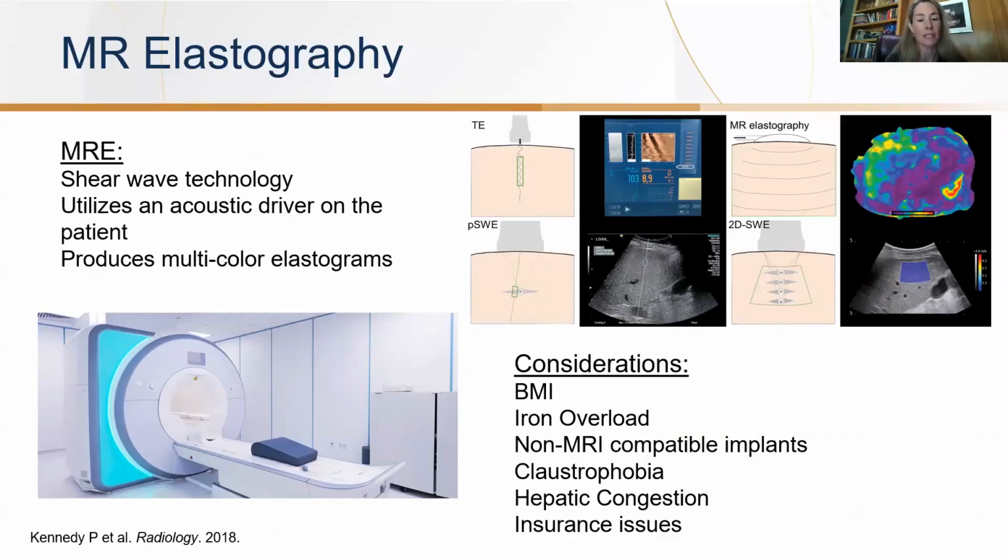I think some of the limitations that we run into, probably the number one, is just insurance coverage for an MRE, although I think that is getting better. You do have to consider BMI. So a patient with a BMI greater than 40 just might not be comfortable, or it might not be feasible for them to have an MRE. Iron overload can interfere with results. Non-MRI compatible implants might make a patient not a candidate for an MRE, or significant claustrophobia as well. And things like hepatic congestion, such as right heart failure, liver failure, or hepatic venous outflow obstruction, could also make the results inaccurate.